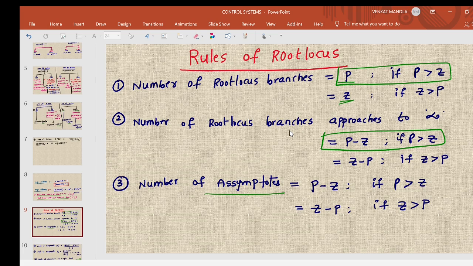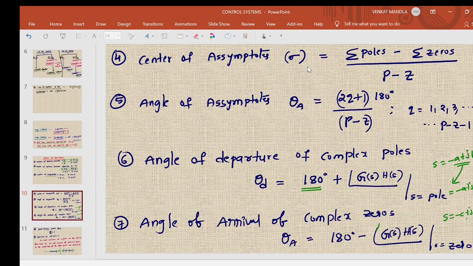How do these root locus branches approach infinity? These root locus branches approach infinity through these asymptotes. So the number of asymptotes equals P minus Z if P greater than Z, or Z minus P if Z greater than P. Where P and Z are the number of open loop poles and the number of open loop zeros. Center of asymptotes: it is the sum of poles minus the sum of zeros, divided by the number of poles minus the number of zeros.